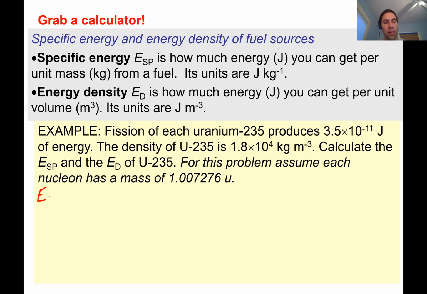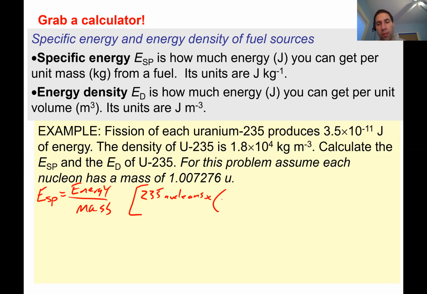So specific energy, if you remember, is energy per unit mass. Okay, so let's first of all go over to the side here and figure out how much mass is in one uranium-235 isotope, and therefore how much energy it would get if all that mass was converted to energy. So uranium-235, we know it has 235 nucleons.